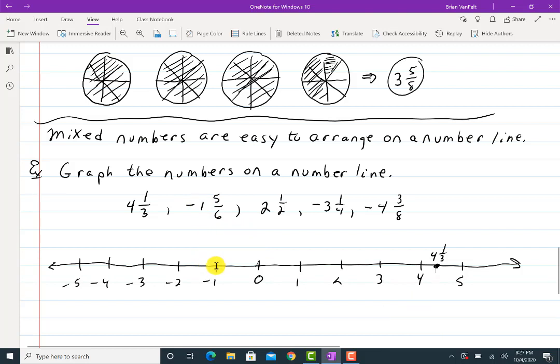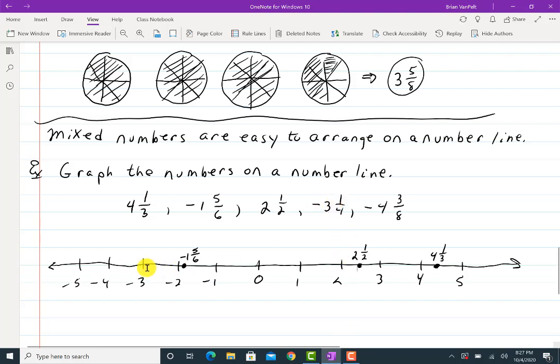It'll go to -1, but the 5/6 that's attached to it will push it closer to -2. In fact, 5/6 is almost a whole number in and of itself. So this is slightly less than -2. So I'll put it right about here and put -1 5/6 representing that dot. Next, 2 1/2 is really simple. Just go right between 2 and 3, and I get 2 1/2.